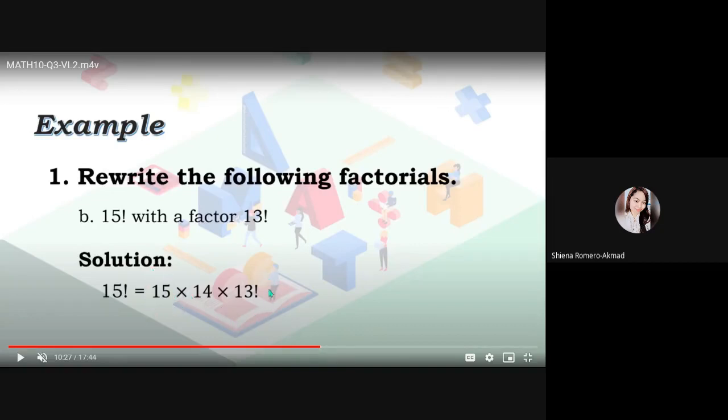Di ba ito factors? When we say factors, these are the numbers being multiplied to get that number. Right? And since ang kailangan natin dito is 13 factorial, you express the factorial this way: 15 times 14 times 13 factorial. Basta isa lang doon ay 13 factorial. Okay? So, you don't need to solve for the product of the numbers. Ang kailangan lang is to rewrite given the factors.